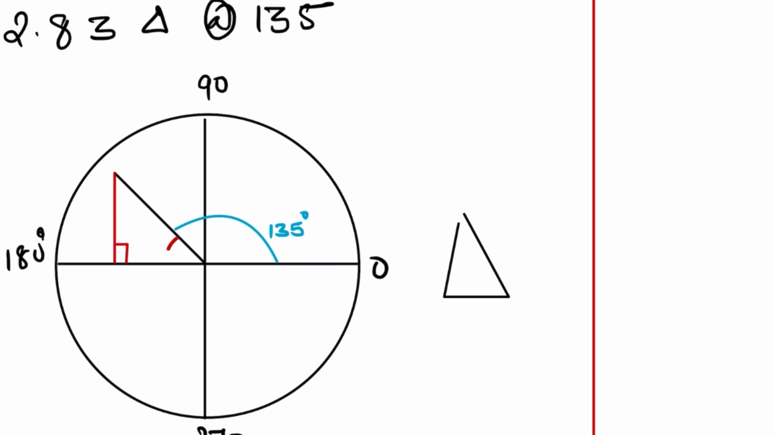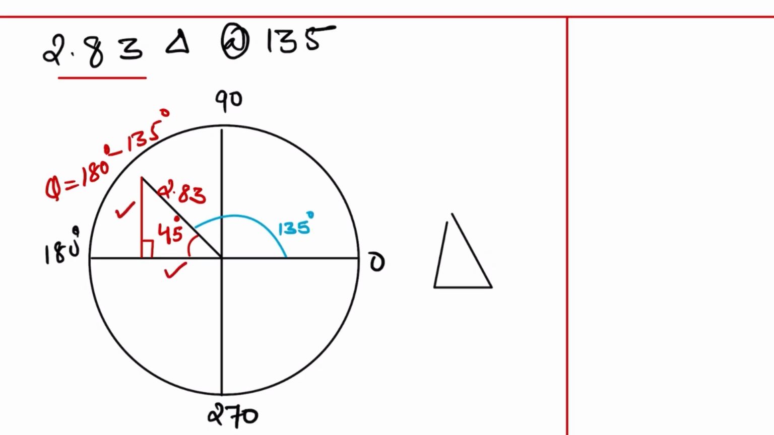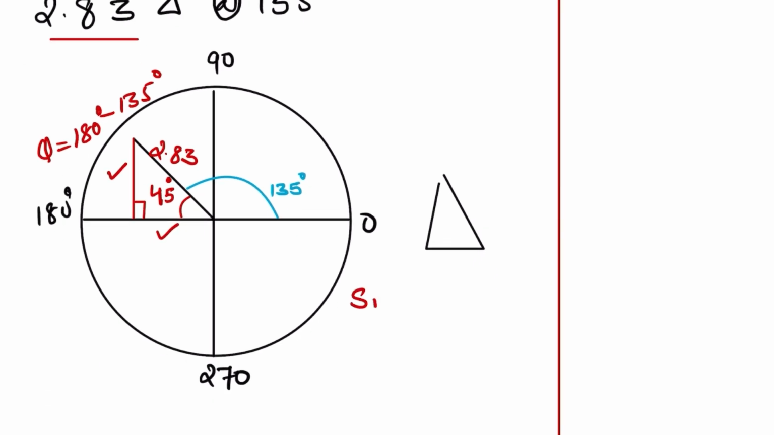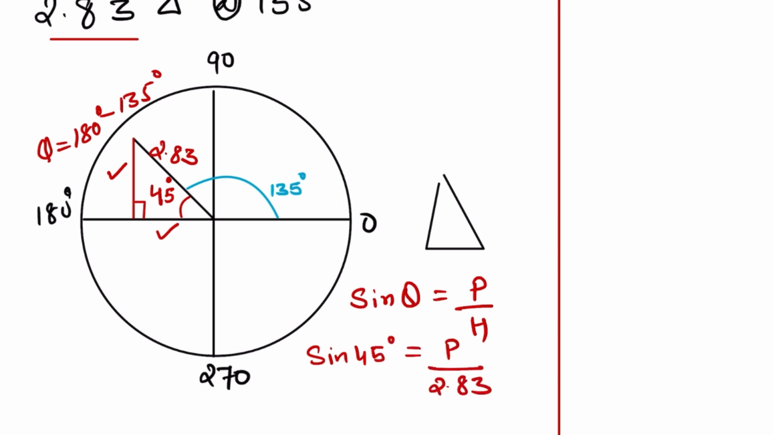So this is a 90-degree angle, and this one we have to calculate, which will be equal to theta, which will be equal to 180 minus 135 degrees, which will be equal to 45 degrees. Length of hypotenuse is given here only, so it is 2.83. So we need to find out these two sides, perpendicular and the base. As it is a right angle triangle, we're gonna use sine theta, which will be equal to perpendicular by hypotenuse. Sine 45 will be equal to perpendicular divided by 2.83. So perpendicular side will be equal to 2.